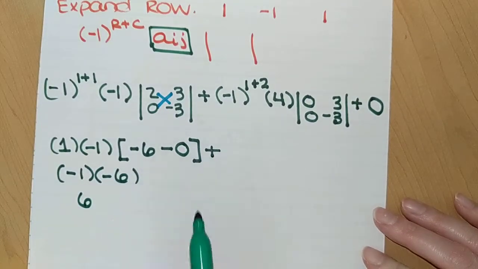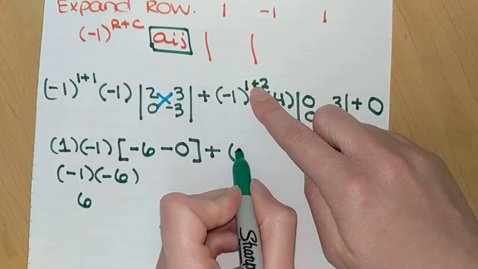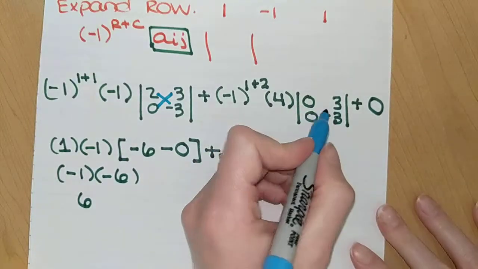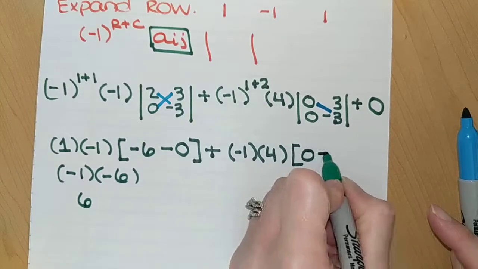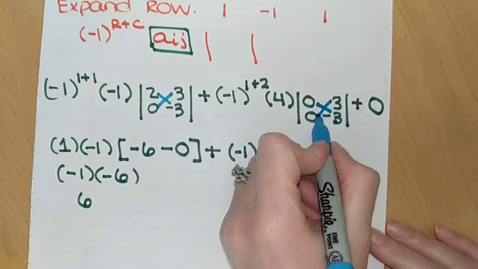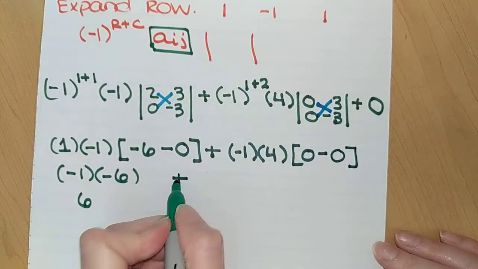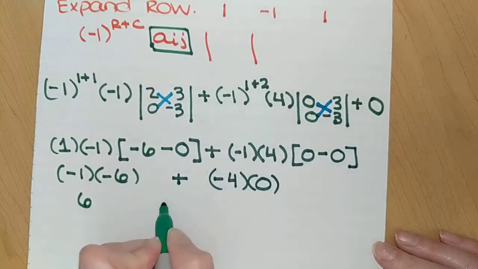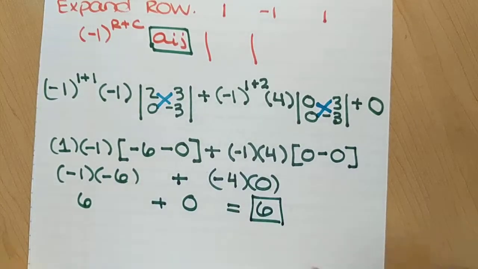Now we then add that to the second term, so -1 raised to the third gives us a -1, multiply by 4, and then multiply by the main diagonal, which is going to give you 0, and then minus the off diagonal, which is also going to give you 0. So then that's going to be added to -4 times 0, which is just going to give you 0. So your final determinant is going to be 6.